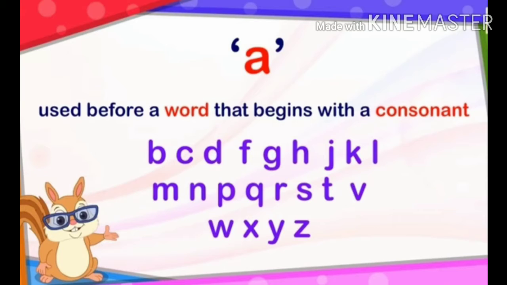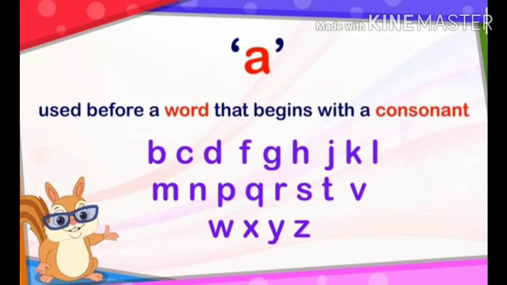Now children, see downside. All consonants are given: B, C, D, F, G, H, J, K, L, M, N, P, Q, R, S, T, V, W, X, Y, Z. It means if the word starts with this letter or this consonant, then we will use the article a.